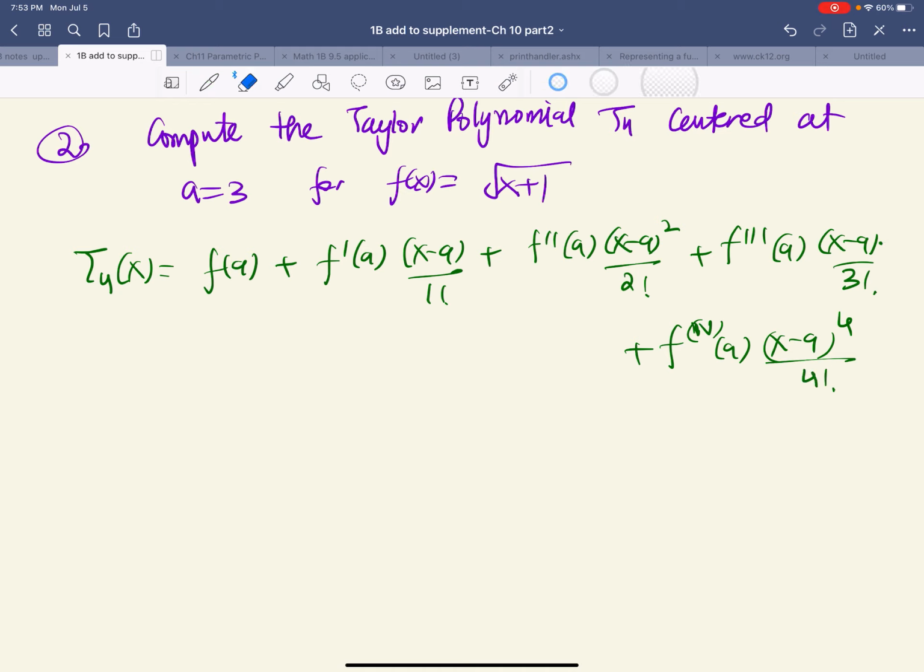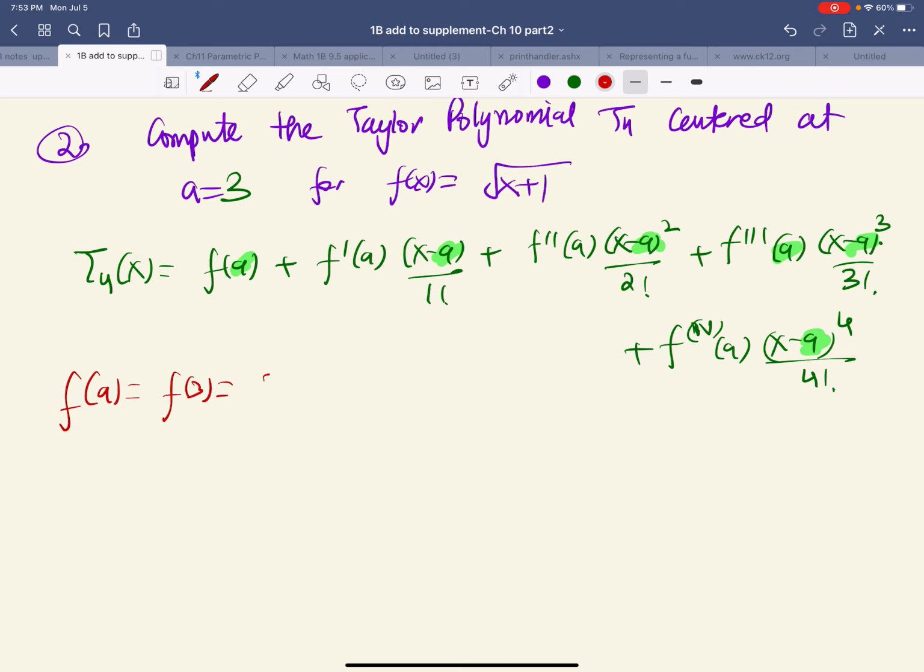Okay, so I need to figure this out, and it's going to be a lot of work, so it's good to stay organized, make a table. Let's go ahead and first think about what is f of a. My center a is 3 in this case. f of a is f of 3. What is f of 3 going to be? So for every single a, I'm going to plug a 3 in. I'm going to find the derivatives, and I'm going to be evaluating the derivatives at x equals 3.